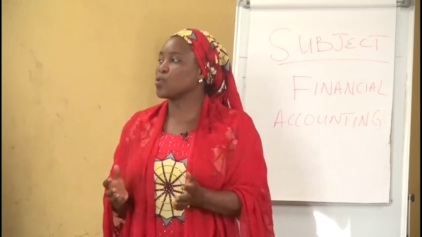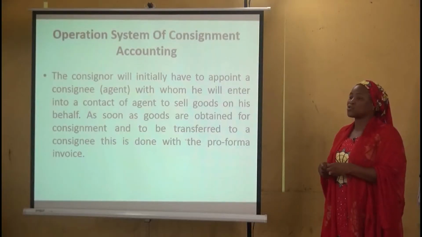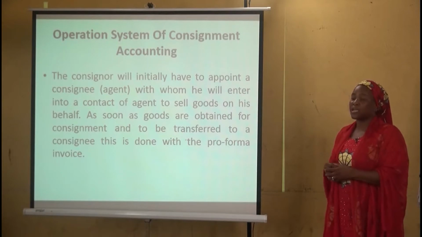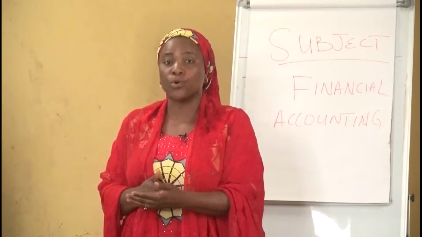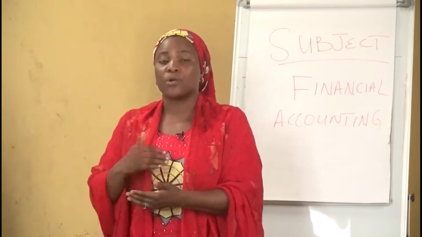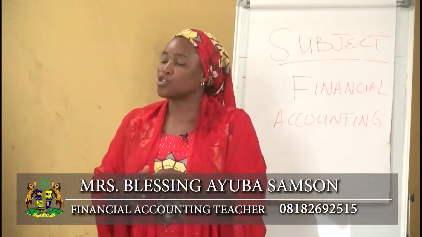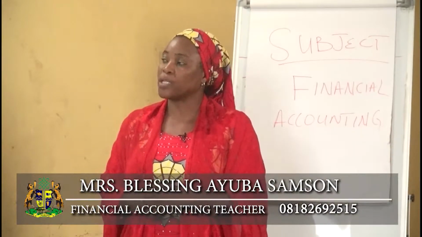As soon as the goods are obtained for consignment and transferred to the consignee, this is done with the pro forma invoice. That is, the principal states all the goods, writes them down, writes the expenses on a pro forma invoice, and sends it together with the goods to the agent, who is the consignee.